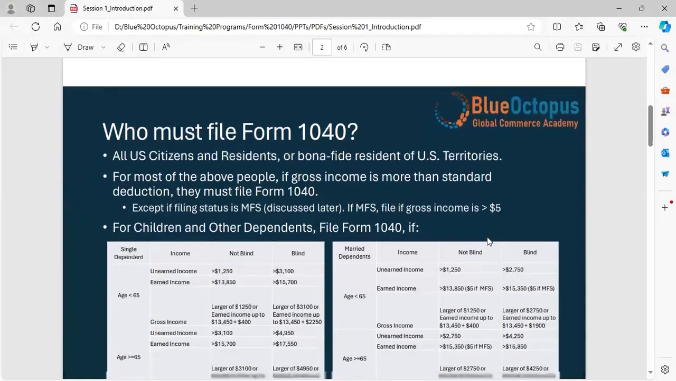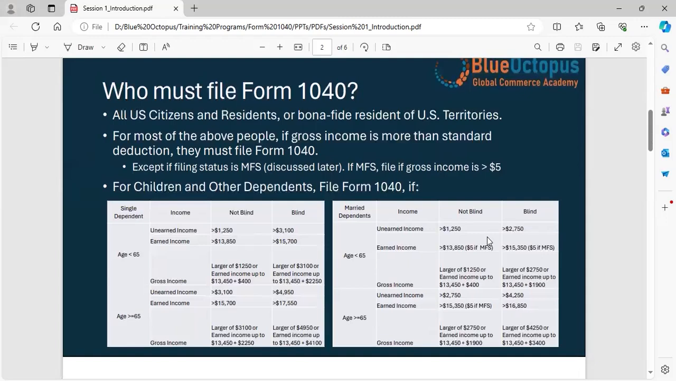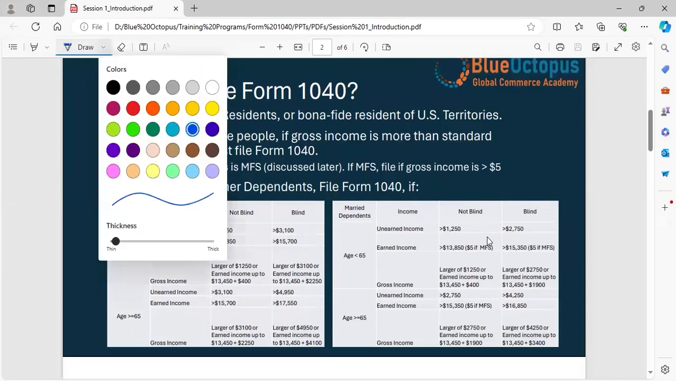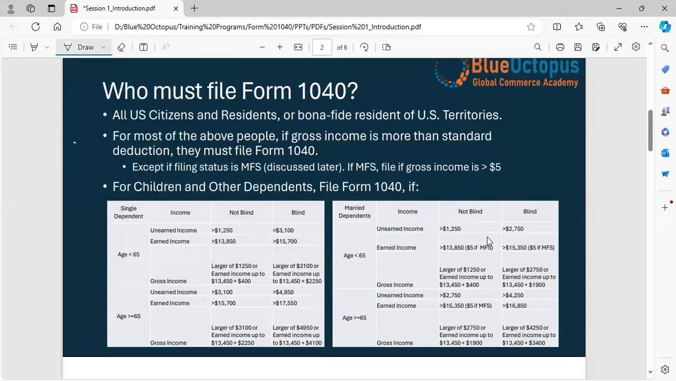So, first of all, who must file Form 1040? Form 1040 has to be filed by all the US citizens and residents. Mainly those who are residing in the US. It doesn't mean that only US citizens, but resident aliens also. Now, what do you mean by resident alien?